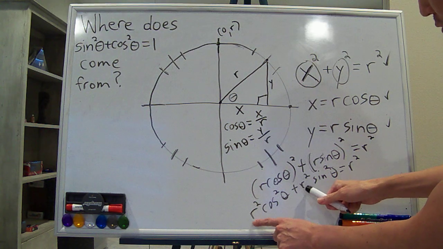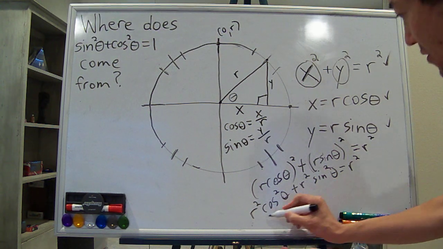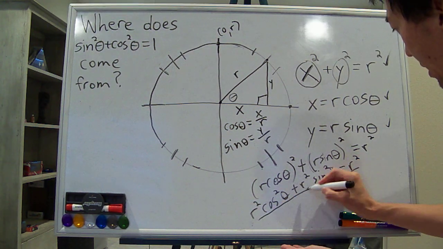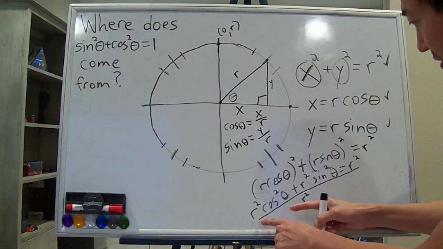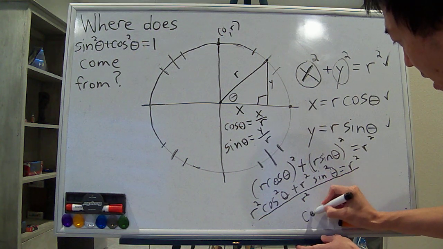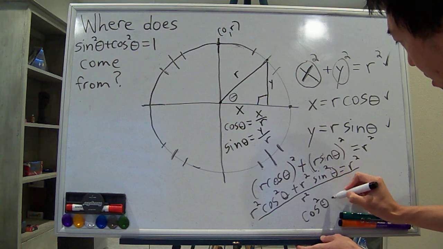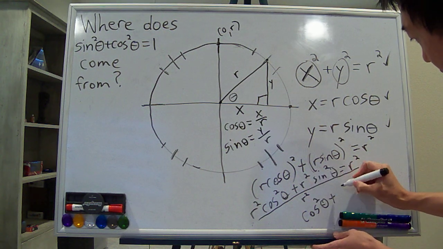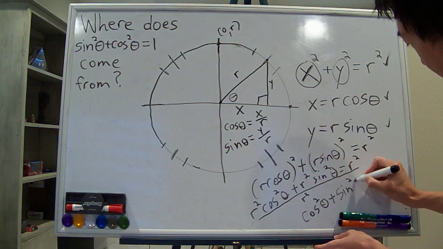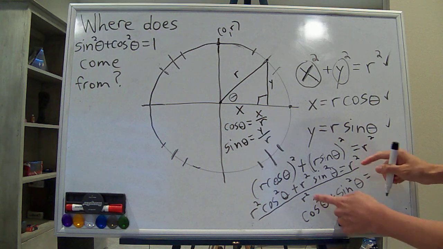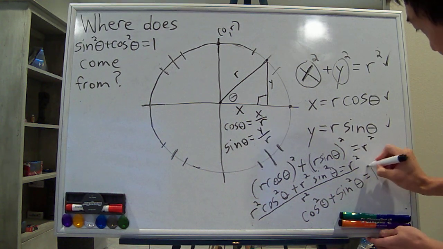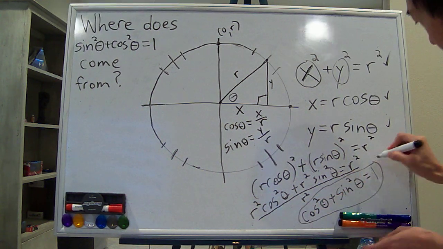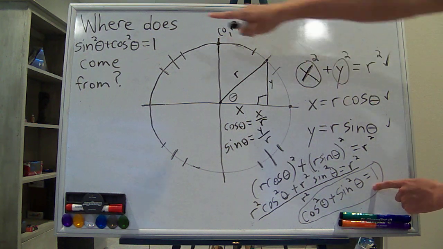Notice how there's r squareds here, here, and here. So all we have to do is divide everybody by r squared, and what are we left with? These cancel out. We get cosine squared theta plus, these cancel out, sine squared theta equals, what's r squared divided by r squared? It's 1. So voila, that is where this trigonometric identity comes from.